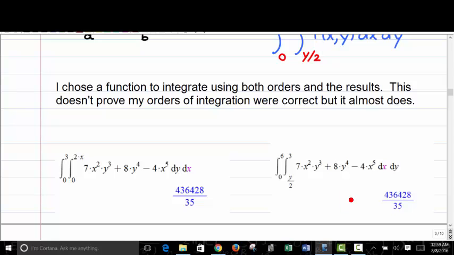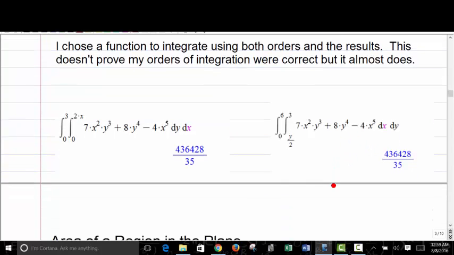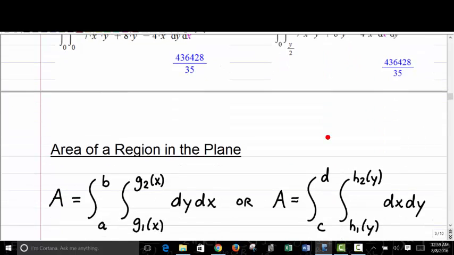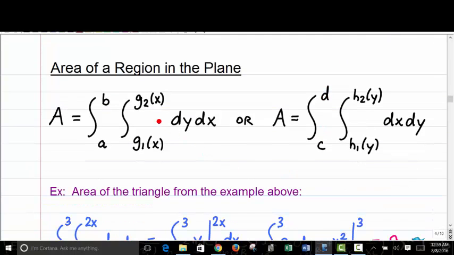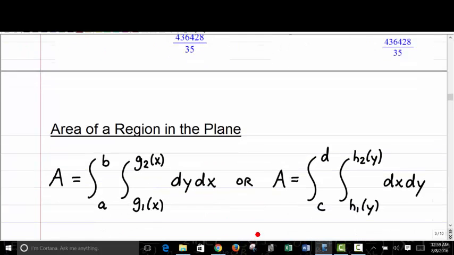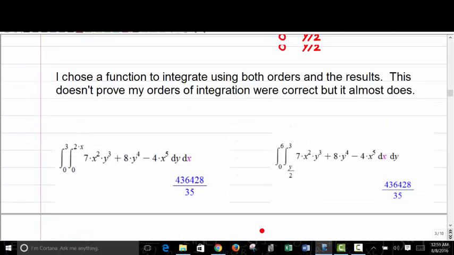I don't anticipate you ever having a problem that comes up with a fraction quite this bizarre, but you are using calculators, so if you had to convert it to decimal, that would be okay. As I was saying, to find the area of a region in a plane, you don't have a function in here. Your function is essentially just 1. It's either dy dx or dx dy. Now I'll go back up there.